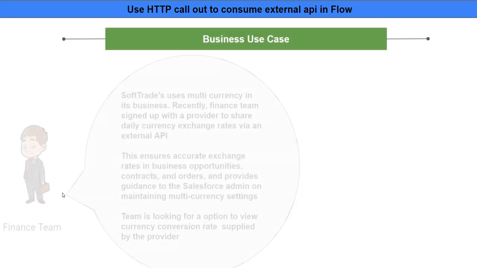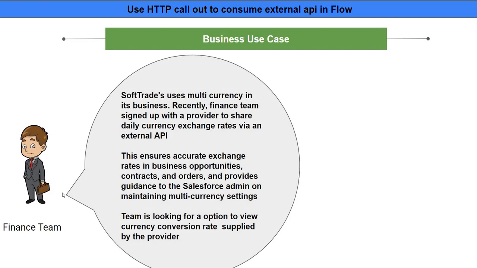So this is the business use case. We are going to do it for a finance team. SoftTrade is a company that uses multi-currency in their business, and recently the finance team that takes care of all the currency conversions, etc., signed up with a provider to share daily currency exchange rates through an API. They wanted to ensure that the exchange rates are accurate so that they can use them in Salesforce, in business opportunities, contracts, orders, etc.